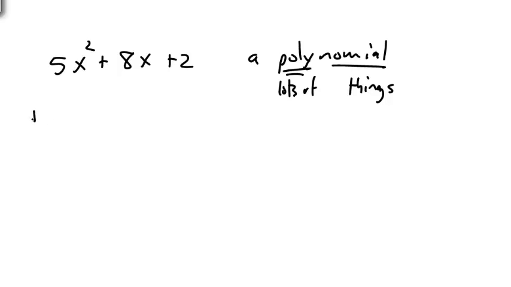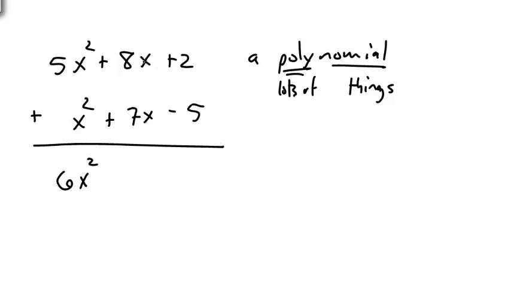And if you want to add 5x squared plus 8x plus 2 to x squared plus 7x minus 5, what you do is you combine the ones that you can combine. 5x squared plus, how many x squareds is this? There's an invisible 1 there. So 5x squared plus another x squared is 6x squared. 8x plus 7x is 15x. Not x squared, it's just x. And then 2 minus 5 is like 2 steps forward, 5 steps back. That takes you to -3.